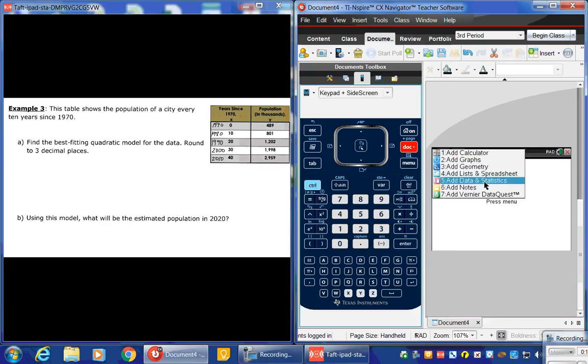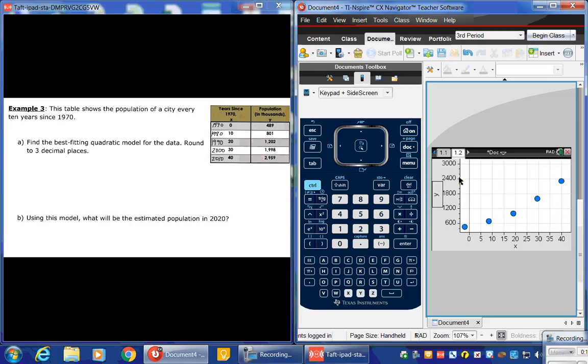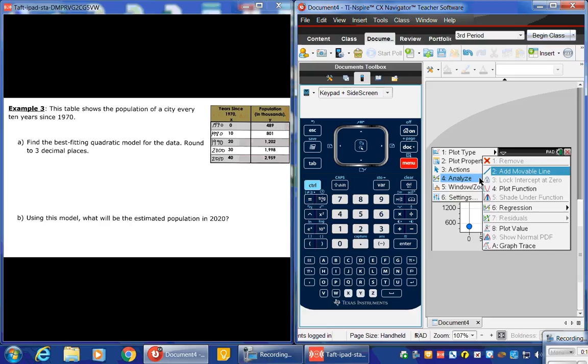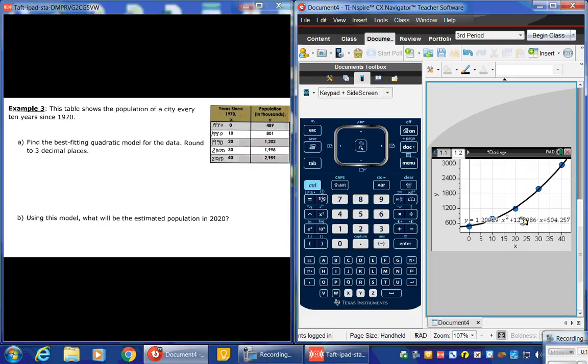So I'm going to add my data and statistics page. And again, it just kind of throws our numbers in here. So let's say the horizontal axis is X, the vertical axis is Y. And that looks pretty parabolic. It looks like it would go up over here, but that would be a negative time, so we don't even look at those. So to answer A, let's see here, analyze, regression, show quadratic.